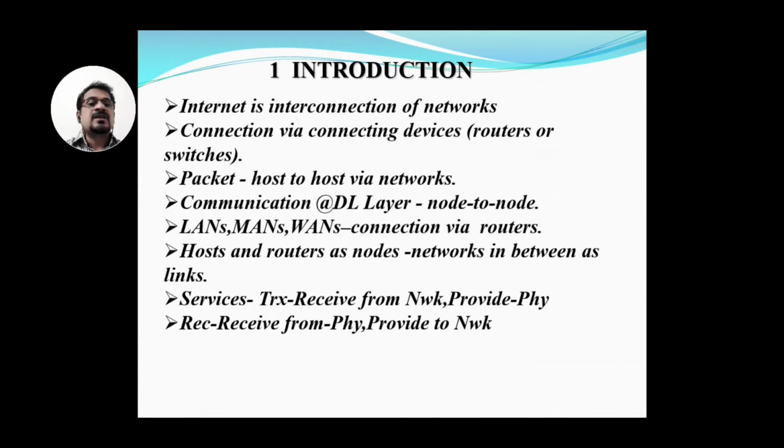We will also see the major services provided, because the data link layer has two adjacent layers, the network layer and the physical layer. There are two sets of services: while transmitting, and while receiving. While transmitting, it receives the data from the network layer, processes it, and forwards it, providing services to the physical layer.